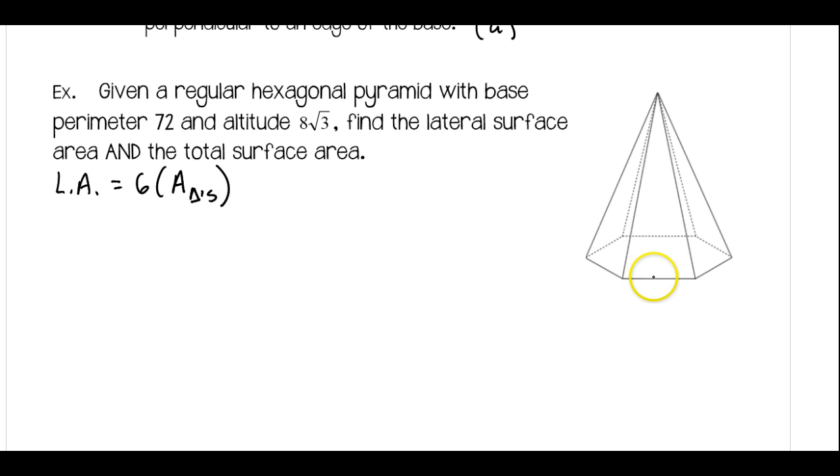Since we know that the perimeter of the base is 72, and we know that it has 6 sides, I'm going to call this S. So I know that 6 times S is going to be 72, which means that S, each side, is going to be 12. So we know each side of the base is 12. I'm going to draw in the height here because we're going to need that. So that goes right to the middle.